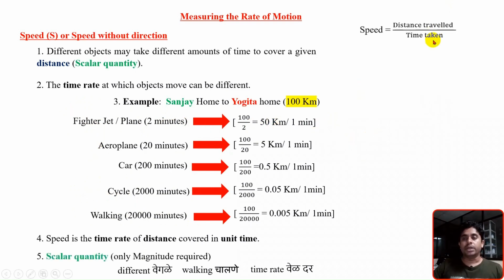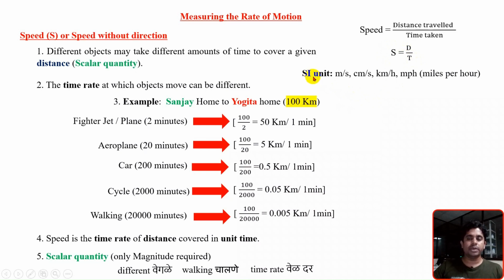So mainly, speed is defined as a ratio of two terms: distance traveled divided by time taken. Remember here we have said distance. Distance and speed are scalar quantities where magnitude has importance. We are not taking direction into consideration. We are not giving importance to direction anywhere. So speed is equal to distance divided by time.